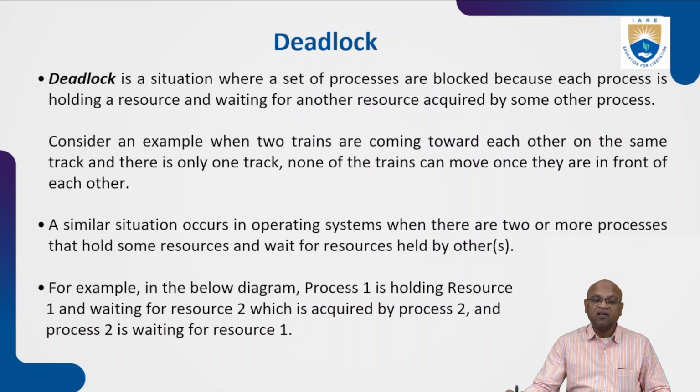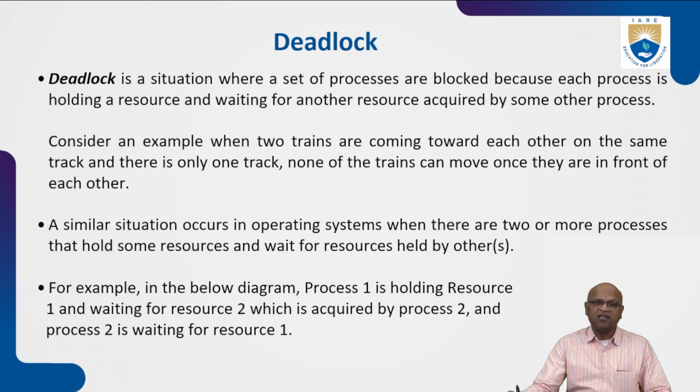Deadlock is a situation where a set of processes are blocked because each process is holding a resource and waiting for another resource acquired by some other process. Consider an example: two trains are coming towards each other on the same track, and there is only one track. Neither can move once they are in front of each other. A similar situation occurs in an operating system when two or more processes hold some resource and wait for resources held by others.